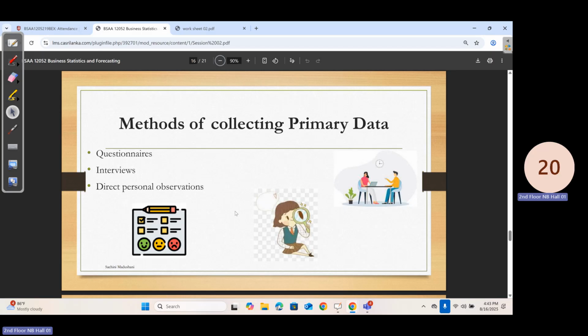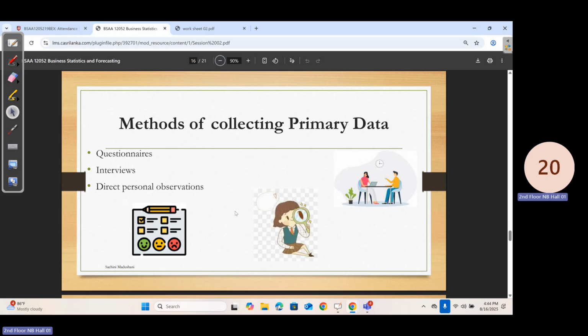Now, most social science research, like in the university arts faculty, I think normally they do social science research. They use direct personal observation. Normally they do not use the questionnaire and interview methods, though sometimes they do. Most social science research uses direct personal observation. It's clear? These are the methods we can use to collect primary data.